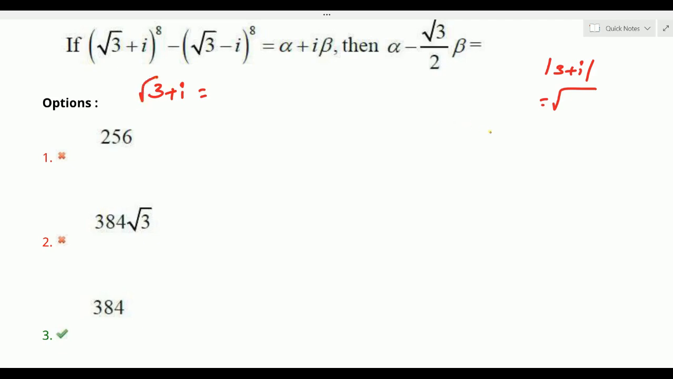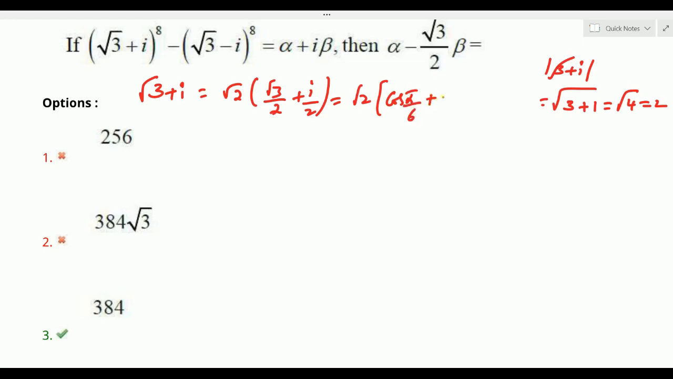Root 3 whole square is 3. 1 square is 1. Root of 3 plus 1 అంటే root 4. Root 4 అంటే 2. 2 తో divide చేసి multiply చేయాలి. You have to multiply with 2 and divide by 2. Root 3 by 2 plus i by 2. This is cis formula conversion అయిపోతుంది. That is 2 of root 3 by 2 we can write cos pi by 6, plus 1 by 2 we can write sin pi by 6, i into sin pi by 6.